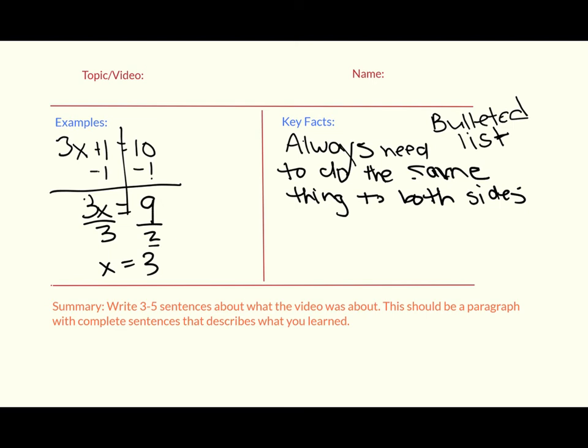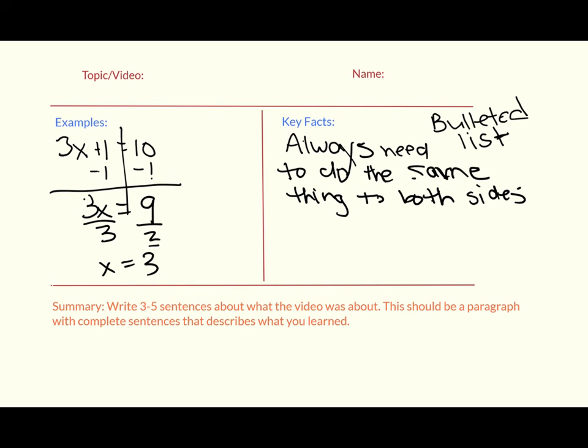The final thing that you need to do is, once the video is over, you're going to go and write a summary. This is going to be on the bottom, and you are going to write 3 to 5 sentences, what you learned, what the video was about. It should be a paragraph. It should have complete sentences, and it's really summarizing what you learned from the video and what the important things were about that topic.